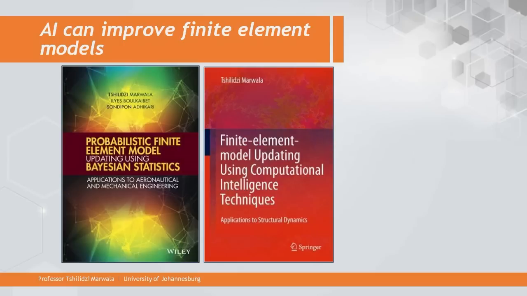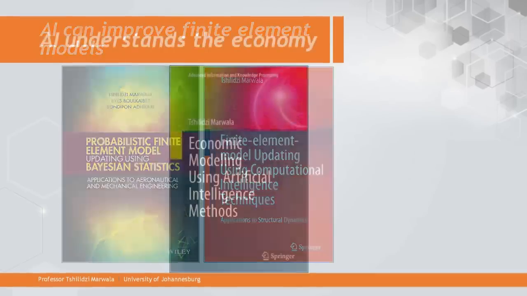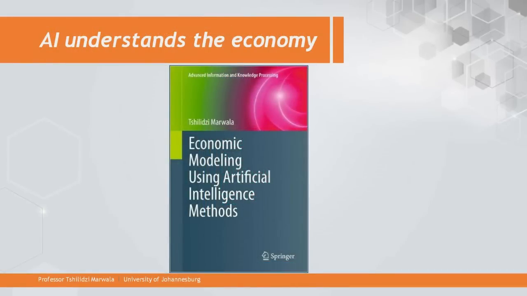And because of that, you can use Bayesian statistics, which is another book that I wrote with Ilyas. Ilyas, are you here? Ilyas is from Algeria, and we co-wrote a book together on how we are able to do this. And then another work that we have been working on is how we use artificial intelligence to understand the economy, to predict the stock market.